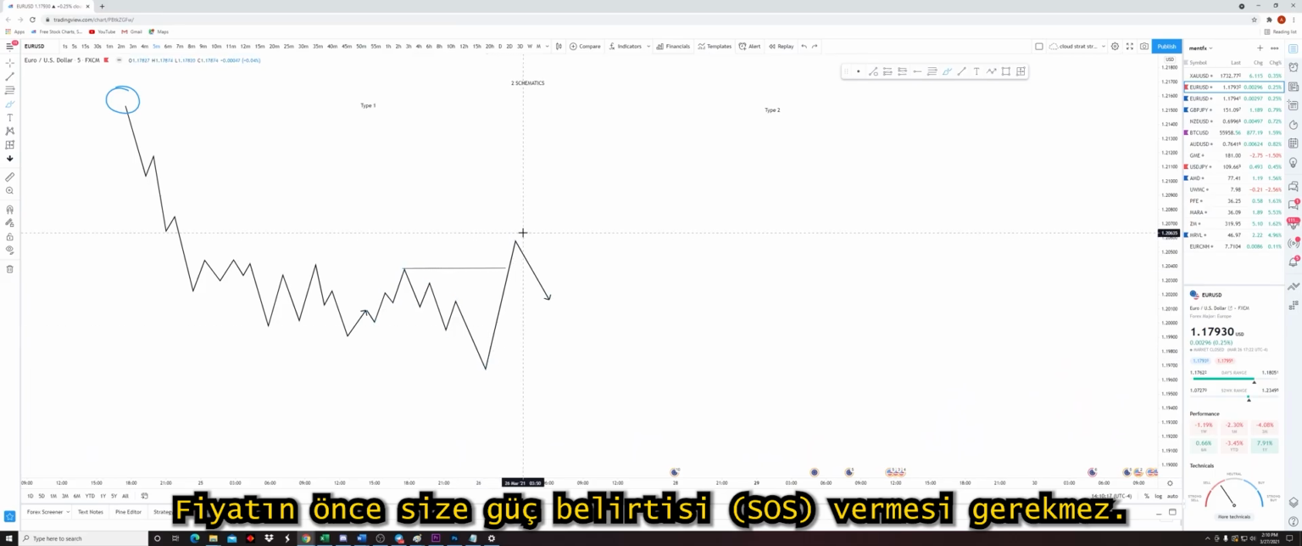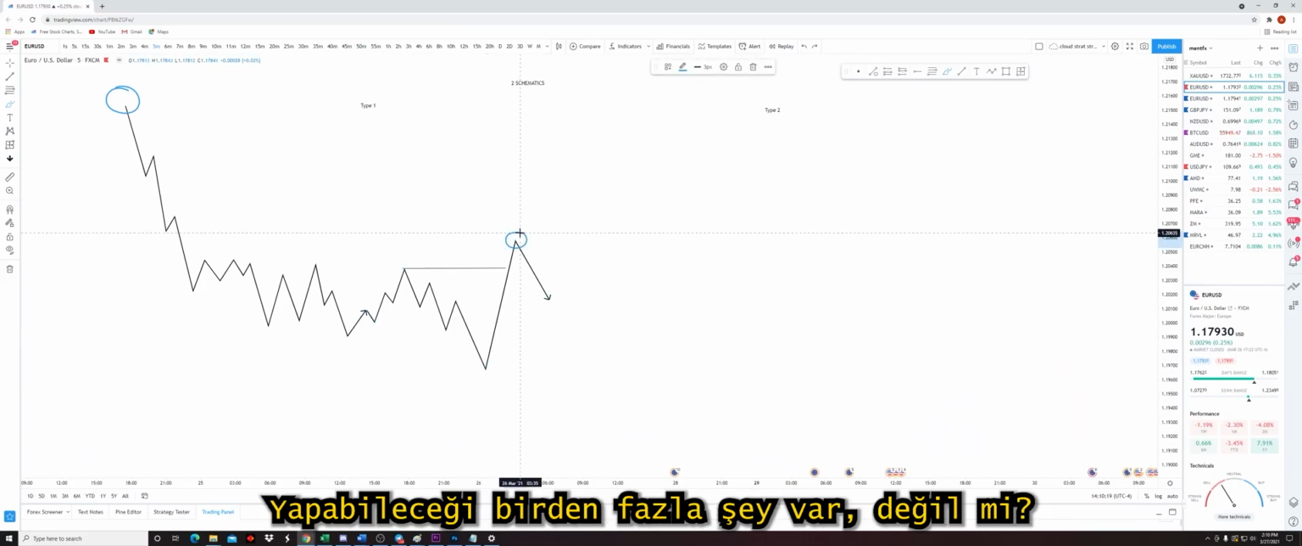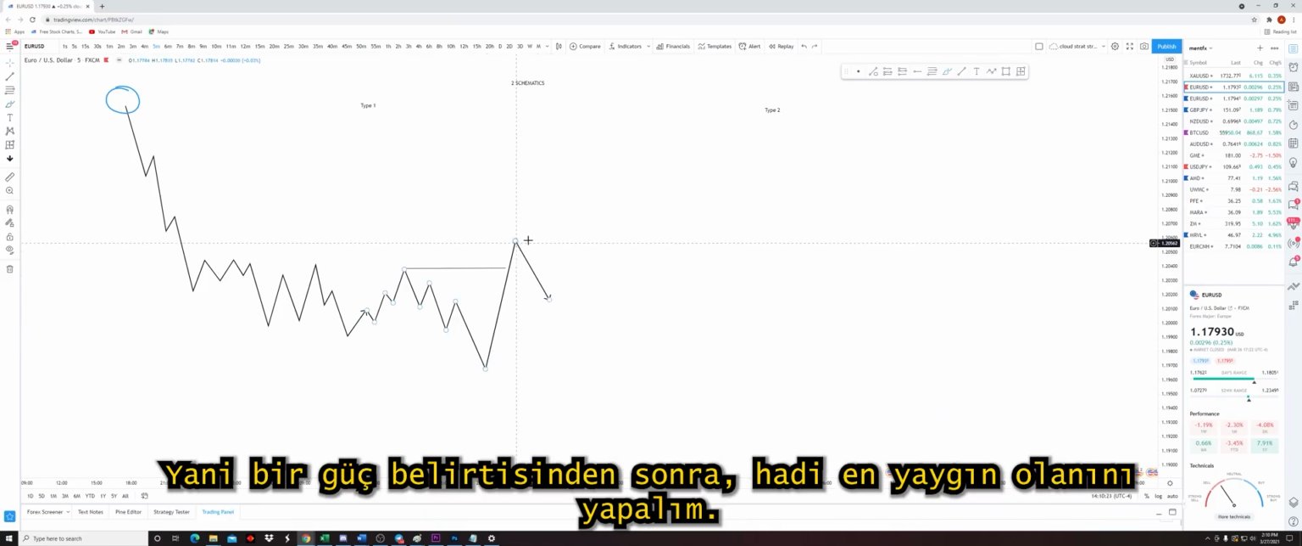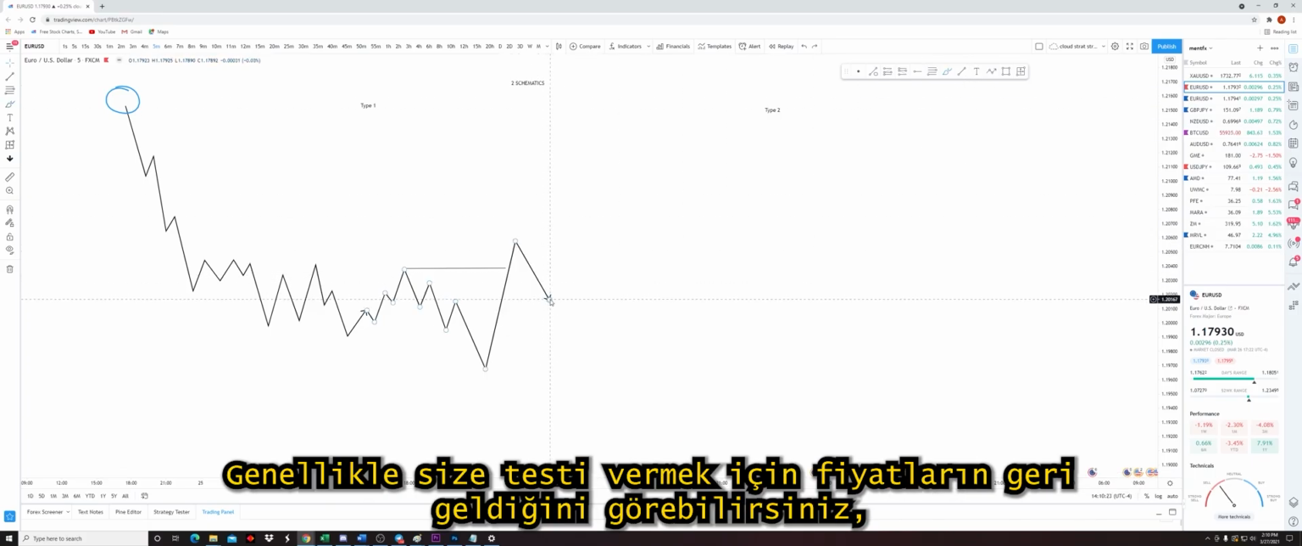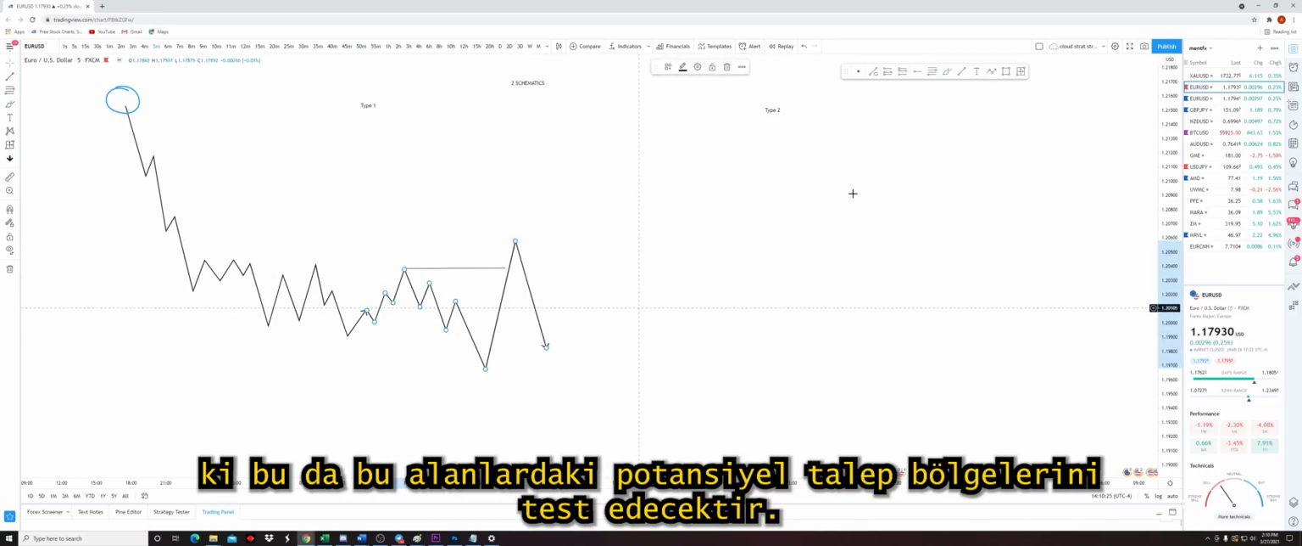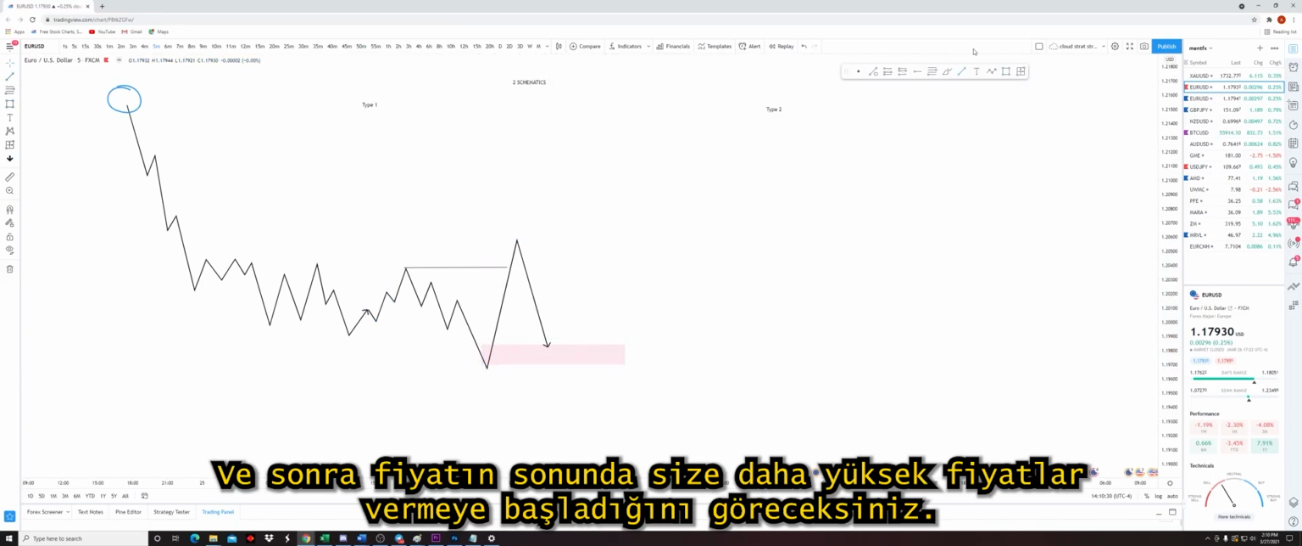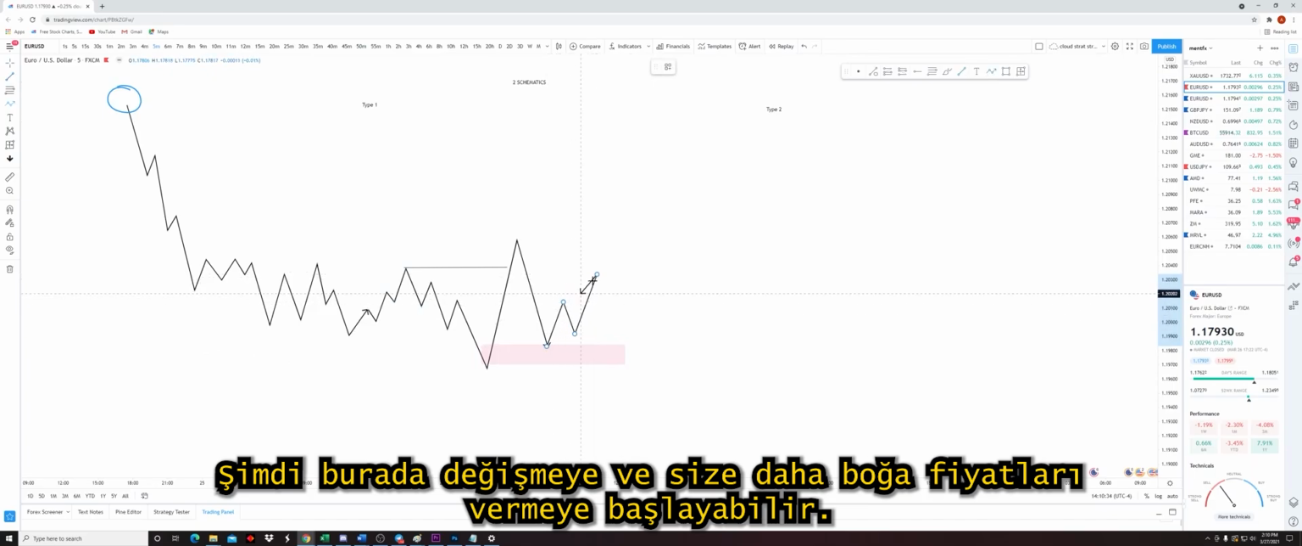After you have this spring, price does not have to give you the sign of strength first. There are multiple things it can do, right? So after a sign of strength, let's just do the most common. You can usually have price come back down to give you the test, which will test potential demand zones in these areas, like so, right? And then you'll see price begin to finally give you higher prices. Now, it might start to shift and give you more bullish prices in here.